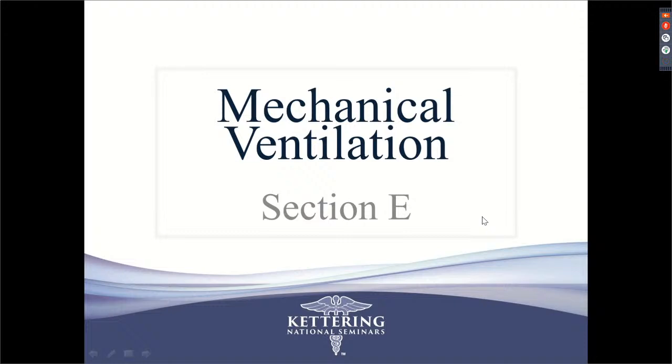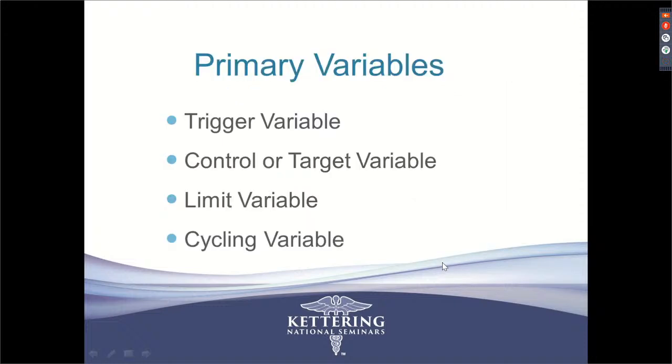So starting on page 4, let's talk about terminology. Under Roman numeral 1, letter A, there are 4 primary variables during positive pressure mechanical ventilation, and those are listed there for you. 1, trigger variability, 2, control or target variability, 3, limit variability, and 4, cycling variability. We'll talk about each of these individually in just a little bit.